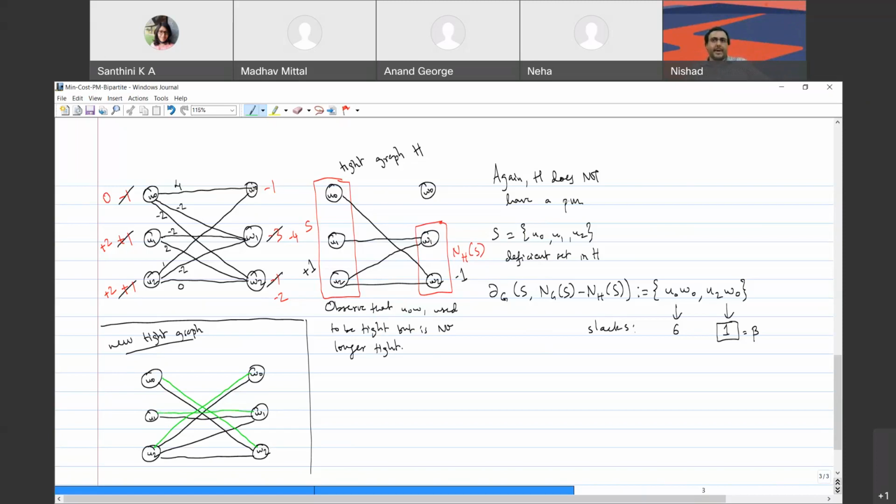Because our perfect matching and the dual feasible solution at this stage satisfy the complementary slackness conditions. In particular, they both correspond to optimal solutions in the primal and the dual. Therefore, it has to be a minimum cost perfect matching, right?